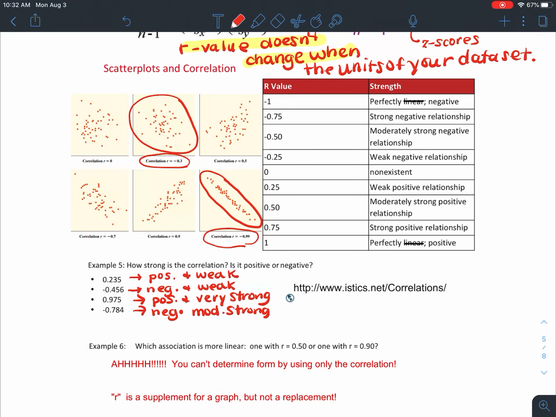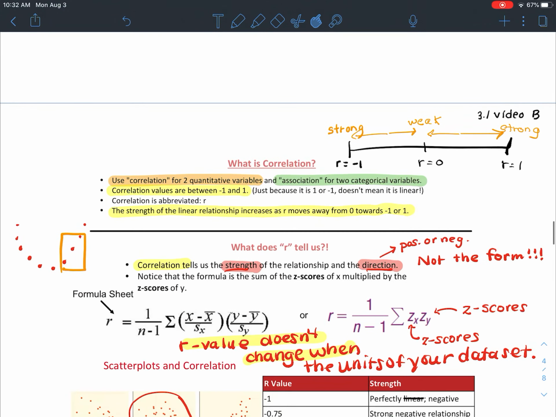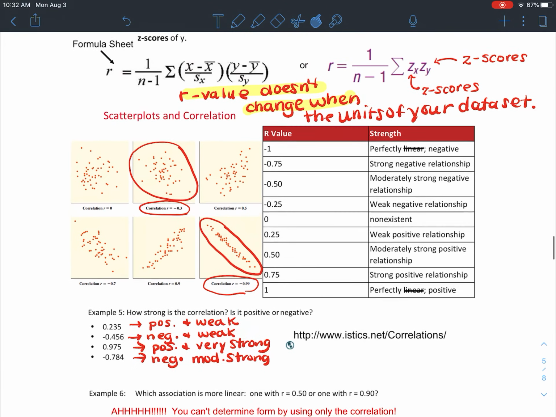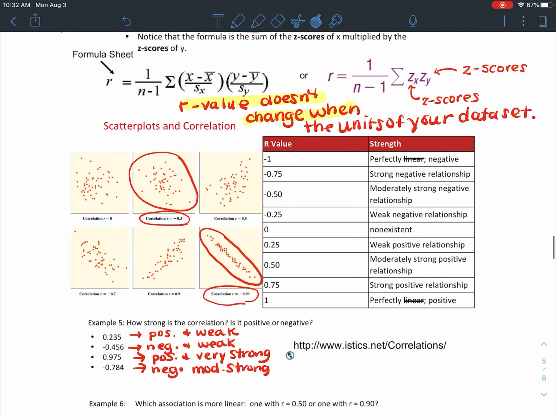There's no hard and fast rules to the adjectives you choose, but just think back to this right here. The closer you're getting to -1 or 1, you want to increase your vocabulary with saying that it's stronger.